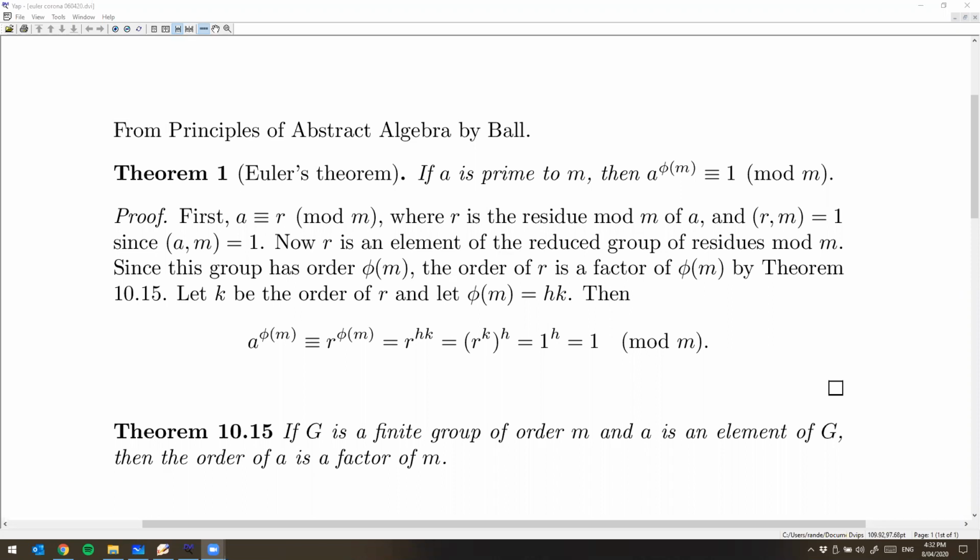So up on the screen, Euler's theorem, the very beautiful Euler's theorem, which we're clocking through. At this stage, we're going through it line by line. So we're up to the sentence that you can see there that says, let K be the order of R and let phi M equal HK. So let's explain that. I'll just share my whiteboard.